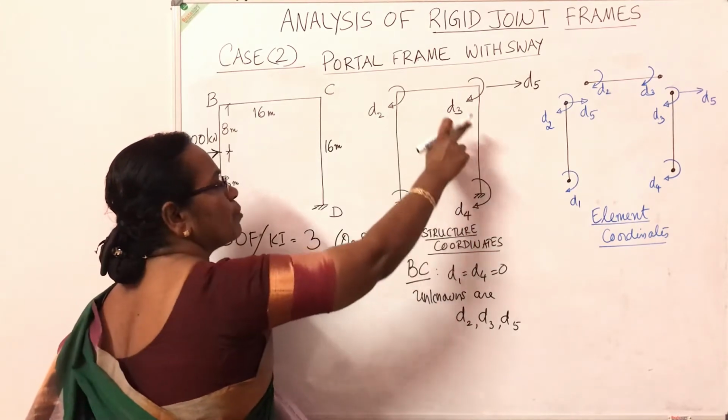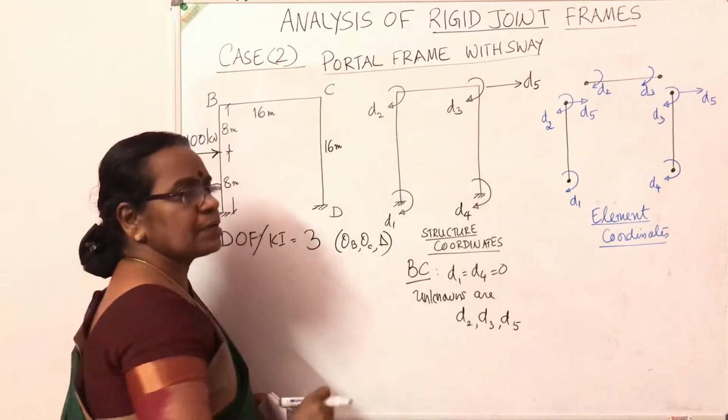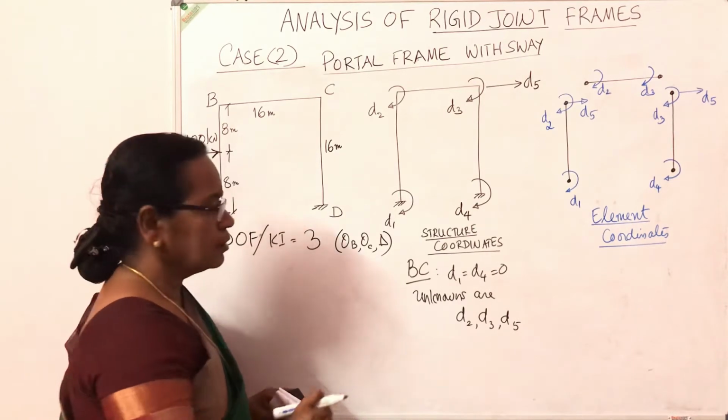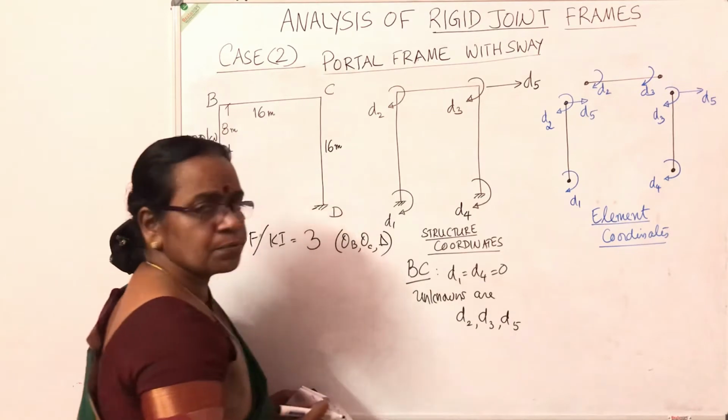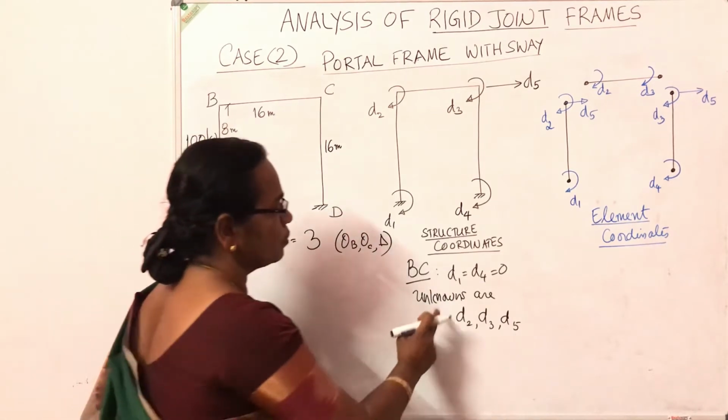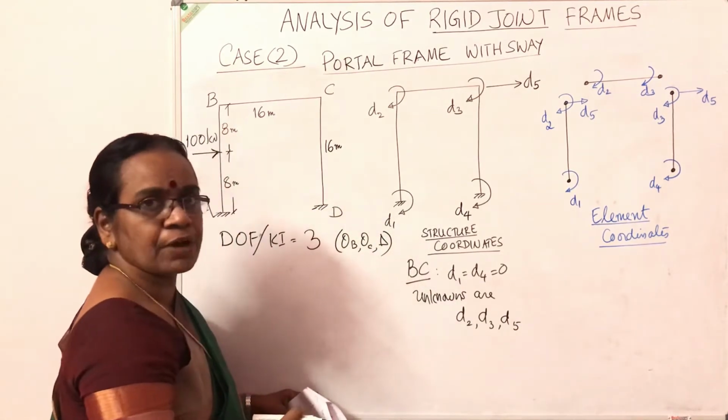So you mark the coordinates from one end to the other, all the slopes. Together with that, mark the displacement of the top story, or the displacement of the column at the top edge. Mark the known boundary conditions. So the remaining unknowns are 2, 3 and 5.